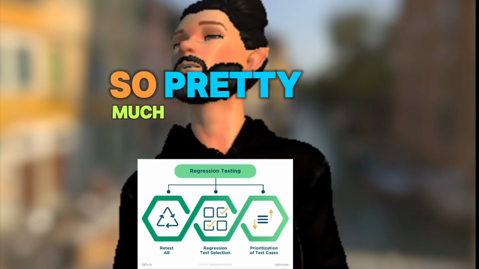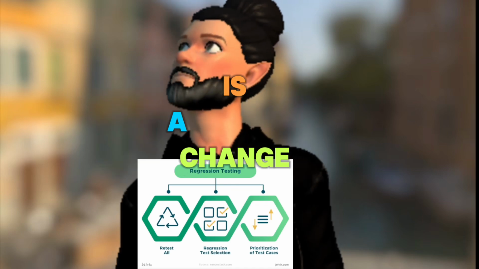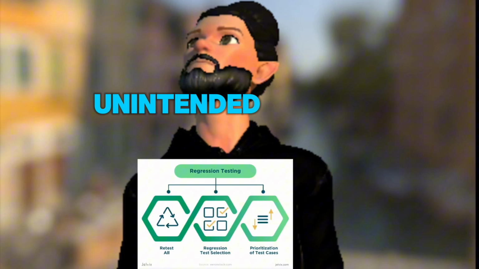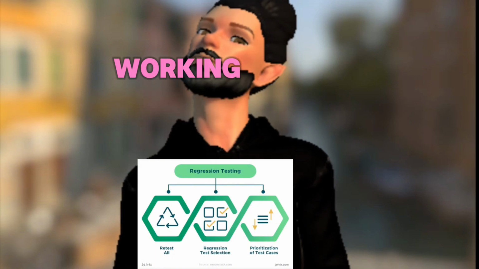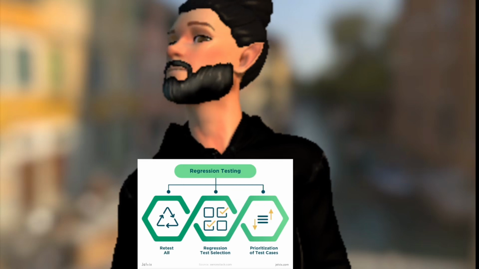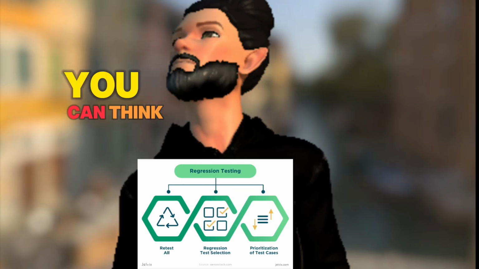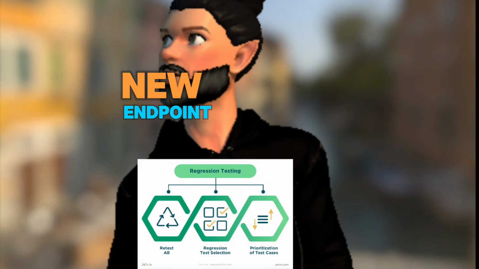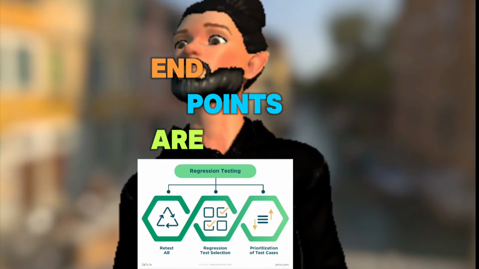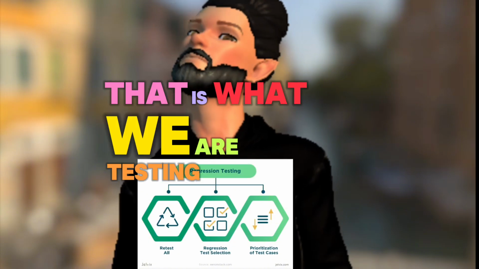So pretty much regression testing, when there is a change, you make sure unintended or untouched areas are working fine as before. In other words, you can think of it as a backward compatibility mode. If you are adding a new feature or new endpoint, none of the existing endpoints are broken. That is what we are testing in regression testing.